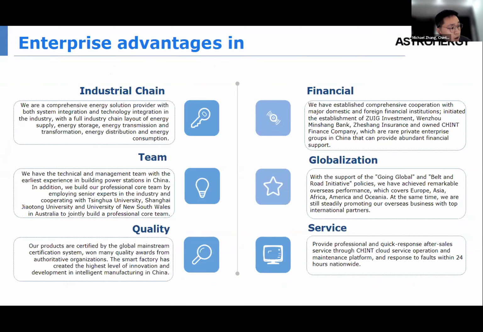This is our advantages. First, the industrial chain. We are the only company in China which has the complete industrial chain of all the electrical products, and we have an international and professional team. We have a very high respect for quality, and we are the co-founder of the ZUIG Investments, which is a financial institute in China. So we have very strong financial capability.